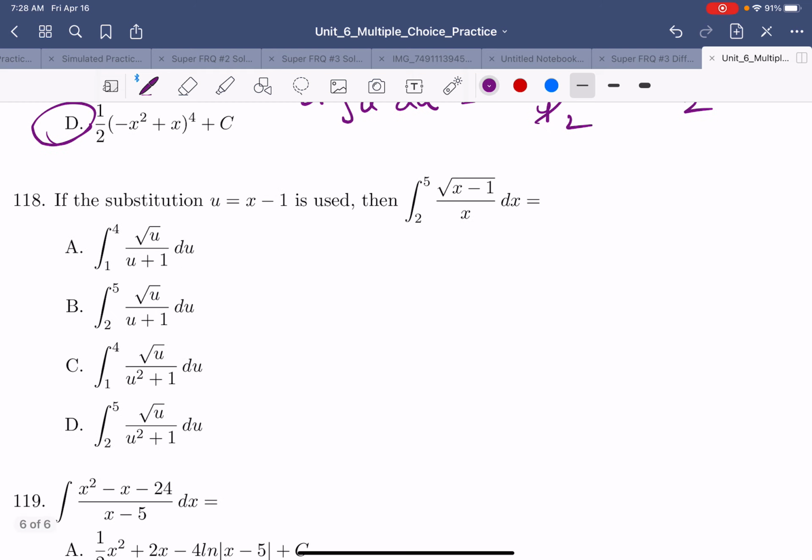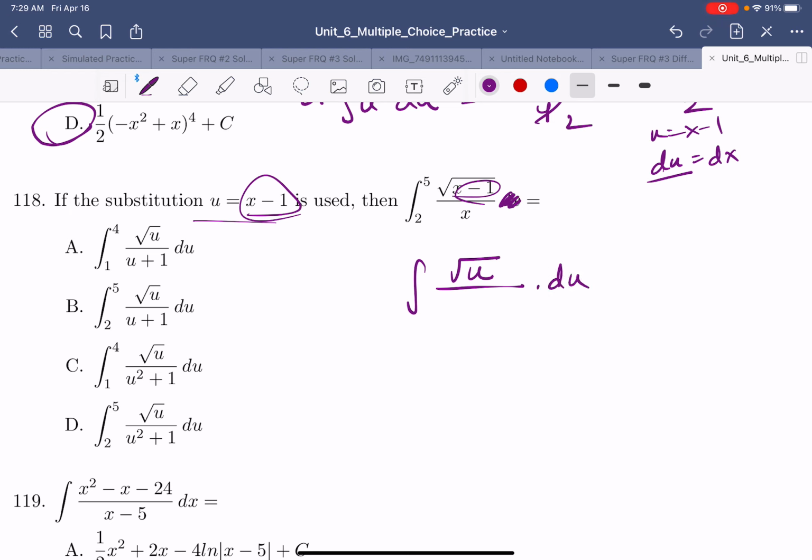Okay. Number 118. Yeah, this is another style where they tell you what the u is and you kind of have to play around with it. Okay, so if u is equal to all of that, I'll have the integral of the square root of u, because if u is x minus 1 and that's x minus 1, I'll substitute them, all divided by... and let's see, even if I did the whole du, u is equal to x minus 1 and du will be equal to dx, then this will just turn into times du. But then I'm not really canceling out that x.